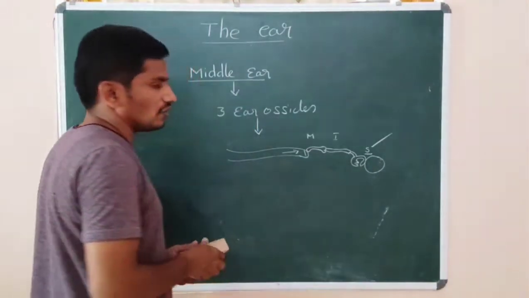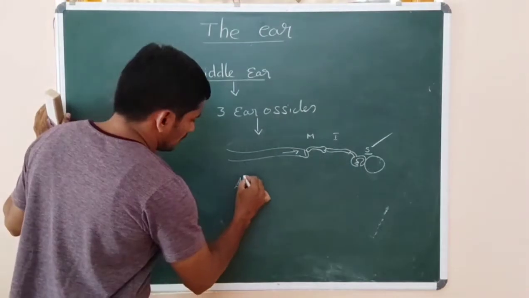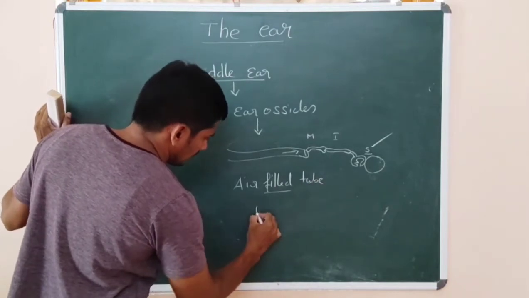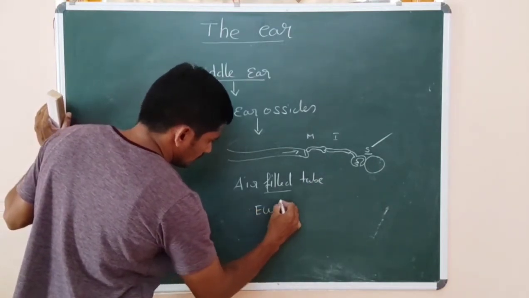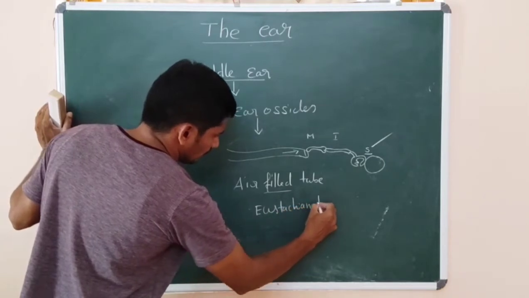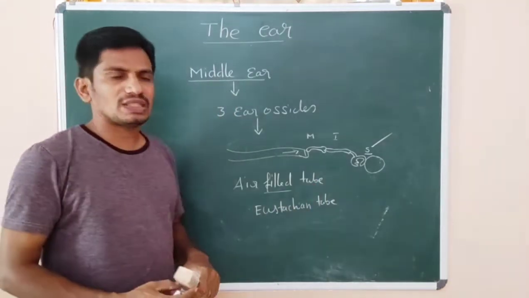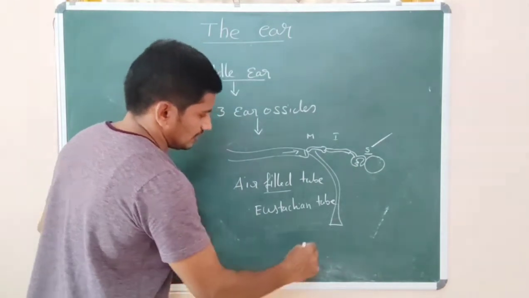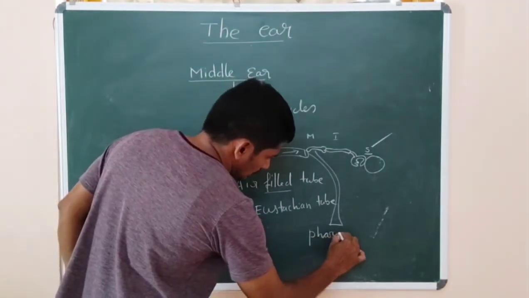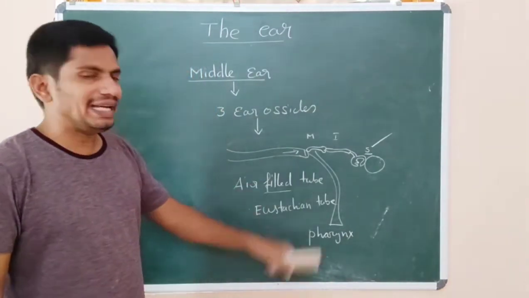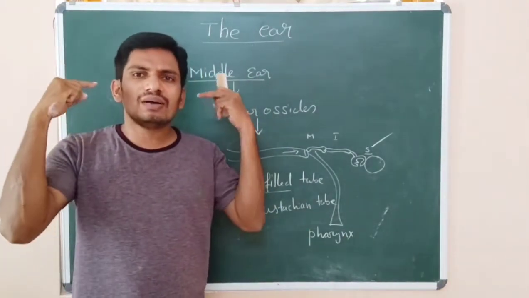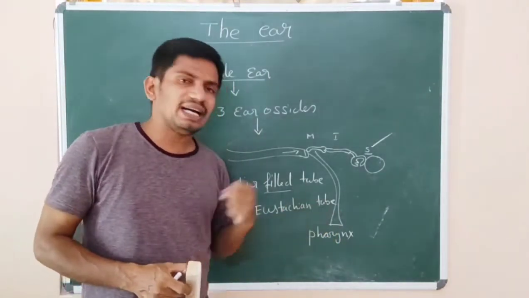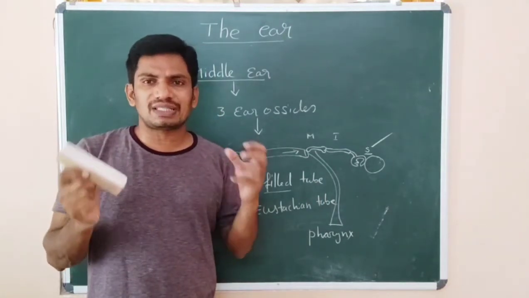Now here in the middle ear, there is an air-filled tube, which we call the Eustachian tube. This tube connects the middle ear to the pharynx. It's an air-filled tube from both ears. One pair of Eustachian tubes connects the middle ear to the pharynx. Because of its air-filled nature, it can equalize the pressure in both ears.